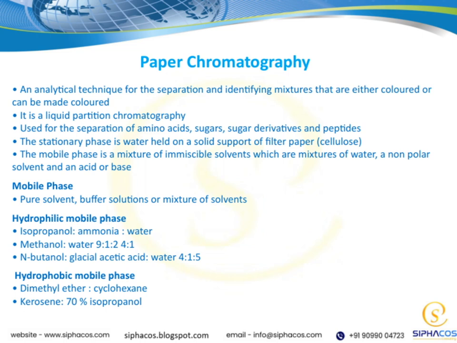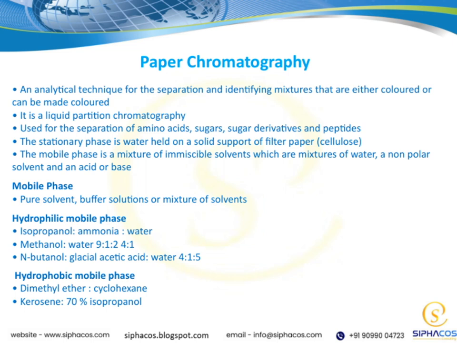The stationary phase in paper chromatography is water held on a solid support, which is usually filter paper made of cellulose. Think of the paper as a medium that holds water in place, providing a surface for separation. The mobile phase, on the other hand, is a mixture of immiscible solvents. These are solvents that don't mix with water. Typically, it includes water, a nonpolar solvent, and sometimes an acid or base to help facilitate the separation process.